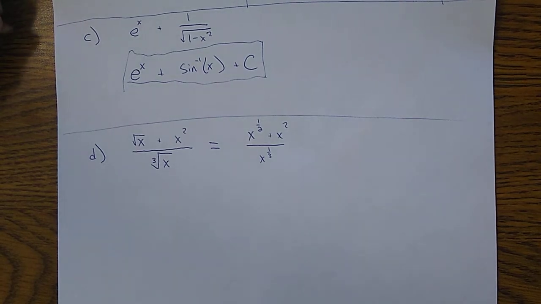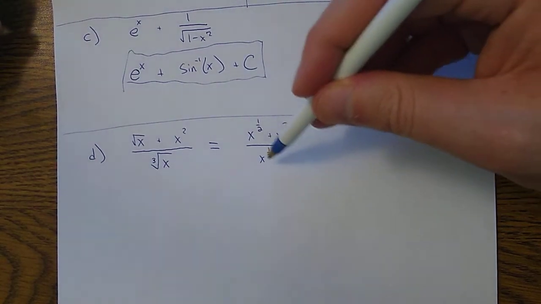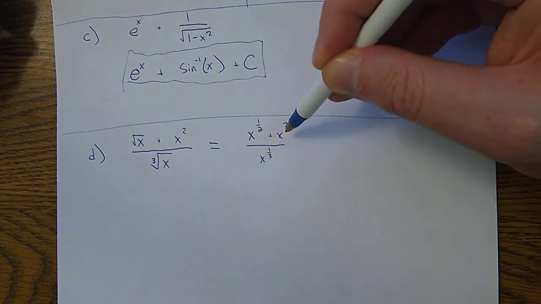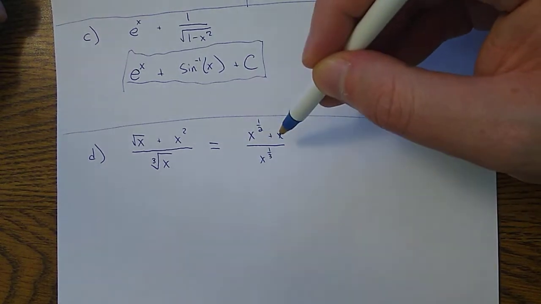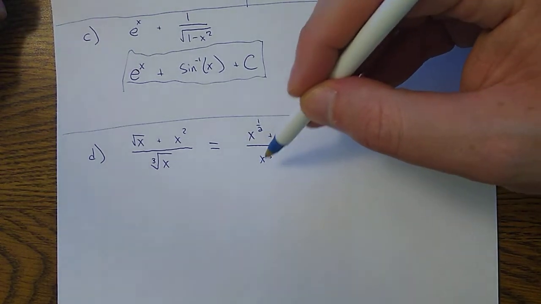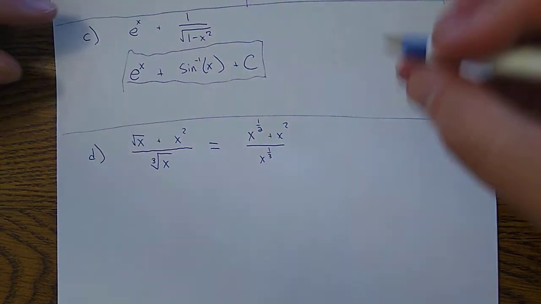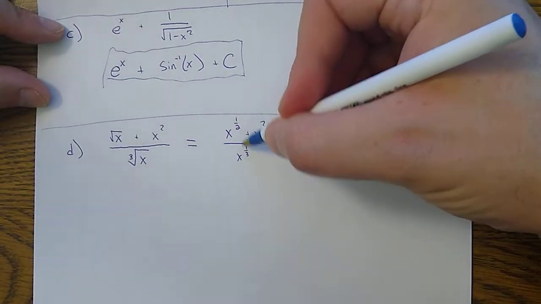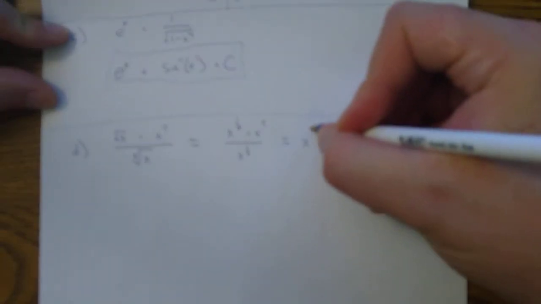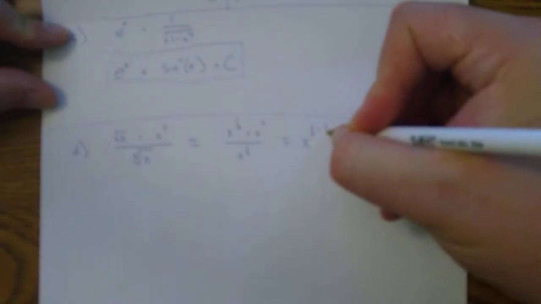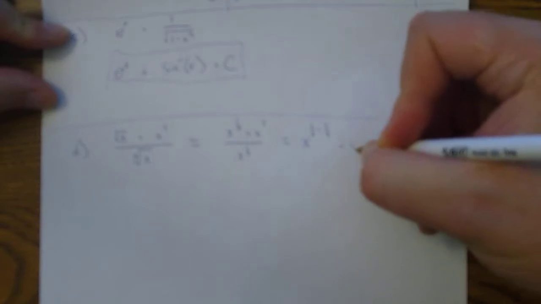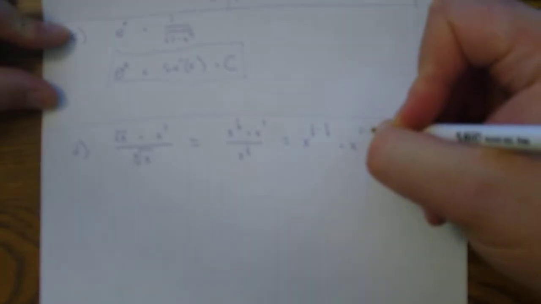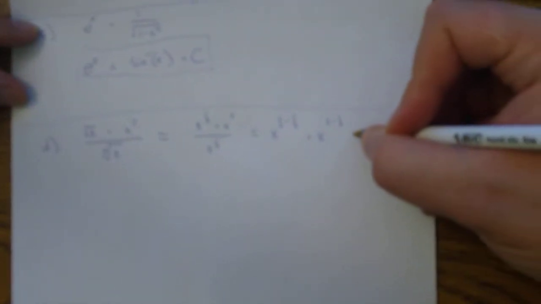And if you look on the table, there's no entries involving fractions like this. I still have to use some algebra to simplify this. What I can do is divide everything through by this x to the 1/3, and we know what happens. You subtract the powers, so this would be x to the 1/2 minus 1/3, and then x to the 2 minus 1/3.